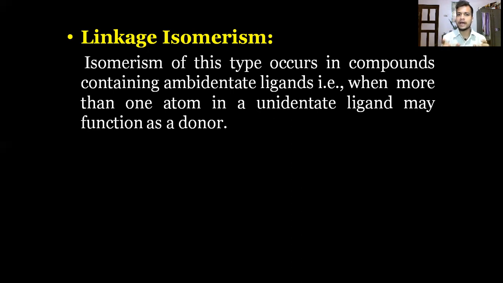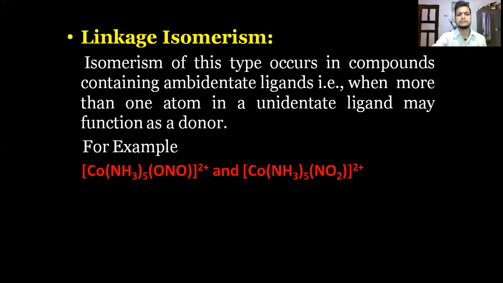In one molecule, it will donate from one particular site. In another molecule, it will donate from another site. So the difference between one isomer and another will be just on the basis of the donation of a particular donor group from the ambidentate ligand. For example, see this particular molecule, [Co(NH3)5ONO].